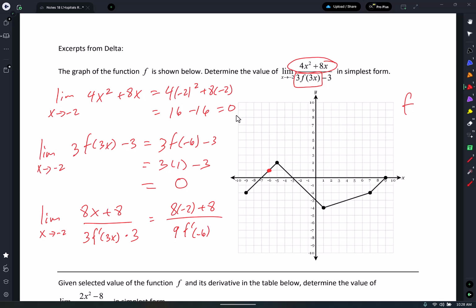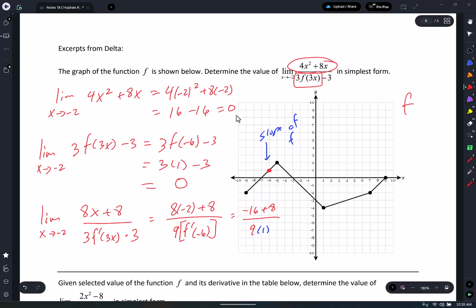I don't know what to do. So you're going to get a little review because there is a graph on tomorrow's test. 8 times -2 is -16, plus 8, over 9. For f prime of -6, you're just going to find the slope right here. That looks like it's 1. Find the slope of that linear part. So that's it, guys: -8 over 9. That's my limit.